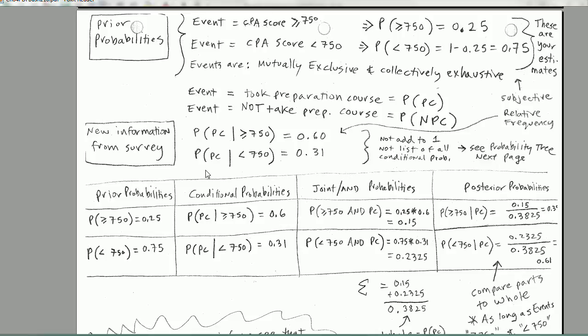So prior times conditional will give us our "and" or joint probability. So the probability that we had a passing score and we took a prep course, we multiply 0.25 times 0.6 and we get 0.15. Now the trick is we have to do it a second time for the other mutually exclusive event, right? It was not getting a passing score. So here's our conditional probability: took a prep course given that we didn't have a passing score, 0.31. We multiply these two to get our "and": didn't pass and took a prep course. There it is, 0.2325. Now the trick here is both pass and didn't pass are mutually exclusive. So all of the PCs are going to turn out to be the sum of these.